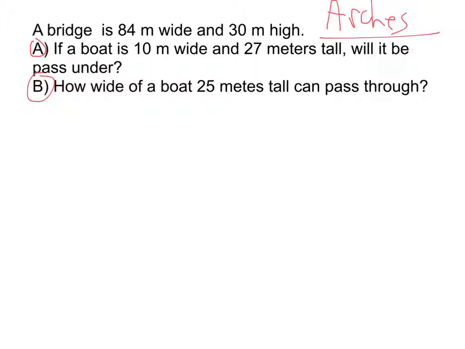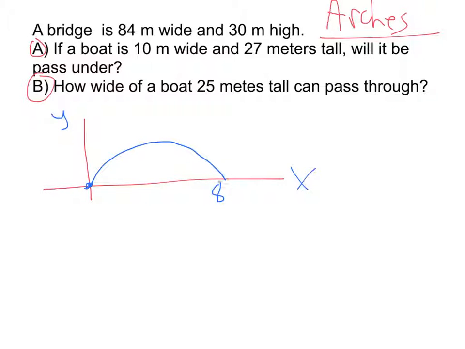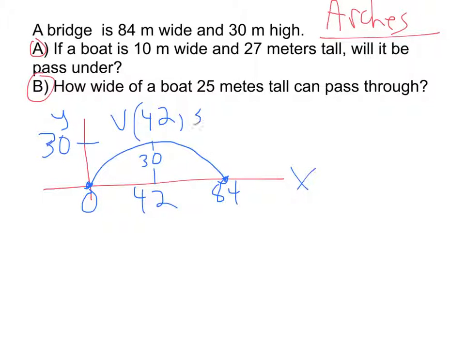Okay, so 84 meters wide and 30 meters high. Let's draw a sketch. I do want to orient it so it's nice and easy to work with. So I'll have the origin, there's Y and X. If it's 84 meters wide, that would be X equals 84 at that x-intercept, and this one is X equals 0. The height of the bridge is 30, and therefore that's 30 there. The x value at the vertex would be half of 84, or the average of 0 and 84, which is 42. So the vertex is at the ordered pair 42, 30.